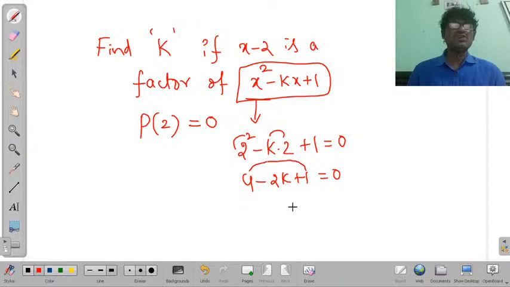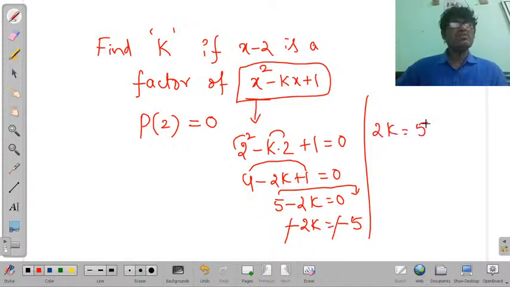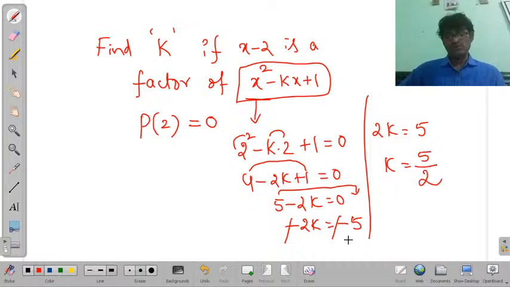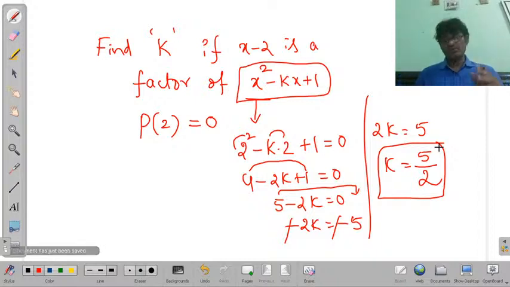Now 4 plus 1 is 5. 5 minus 2k equal to 0. So minus 2k equal to, you send this 5 to the right side, minus 5. So minus 2k is equal to minus 5. Cross out these two minus symbols, 2k equal to 5. That means k equal to 5 by 2. So the answer is k equal to 5 by 2.